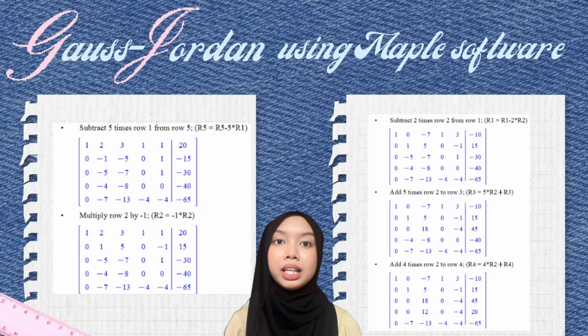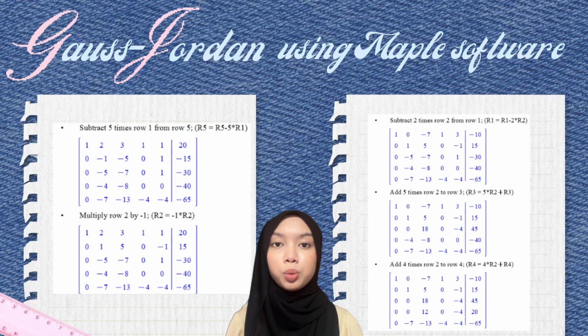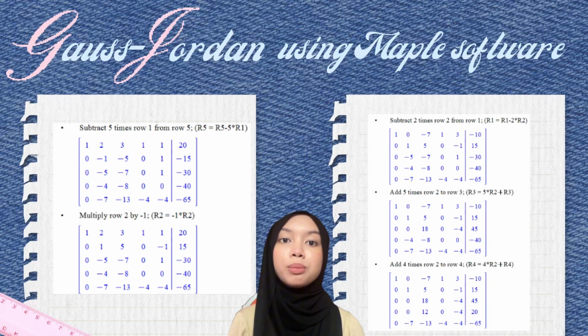Next, we apply elementary row operations to simplify the matrix. The 3 types of operations we use are row swapping, which exchanges 2 rows; row scaling, which multiplies a row by a constant; and row replacement, adding or subtracting a multiple of one row to another.